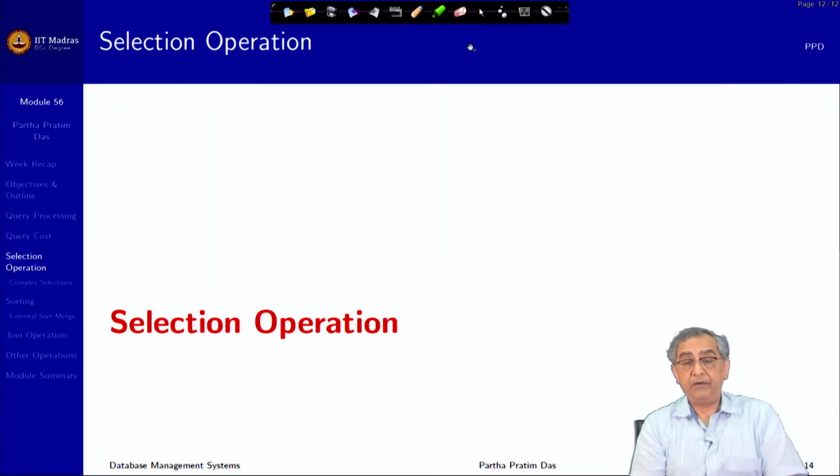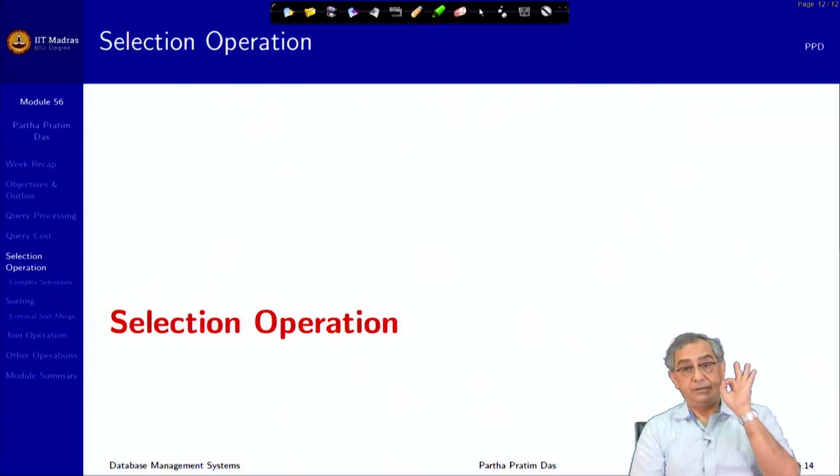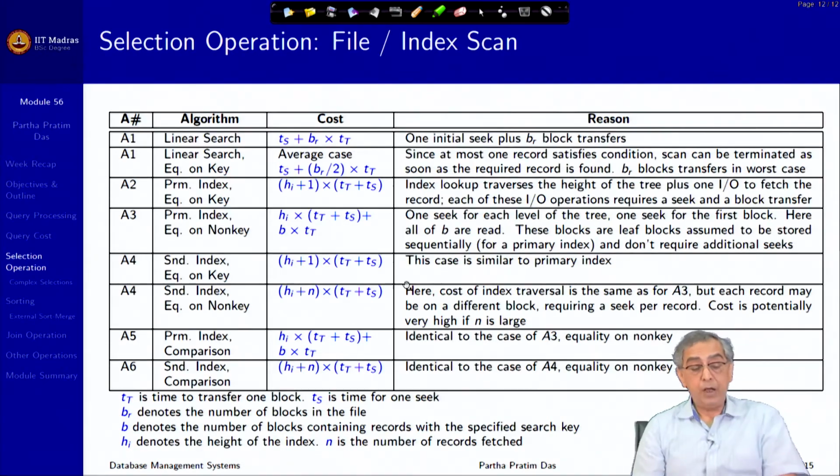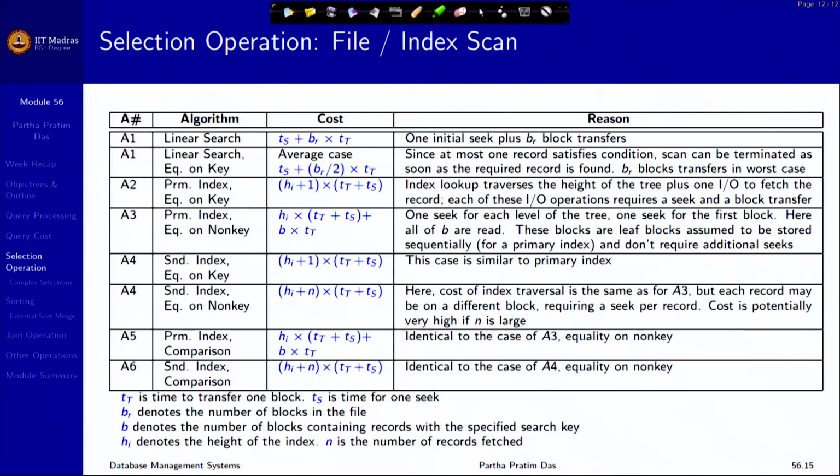With this kind of a simple cost of block transfer and seek, let us start by looking at the first most important operation that we keep on doing, that is of selection. There is a certain condition based on which from a relation we are selecting a number of tuples, number of records. So, here I present different scenarios that are possible under the name of A1, A2 like that, and the algorithm that it involves.